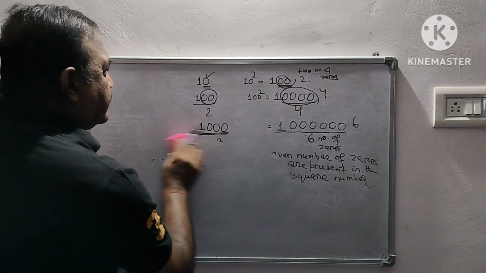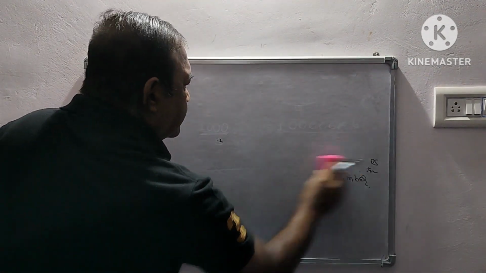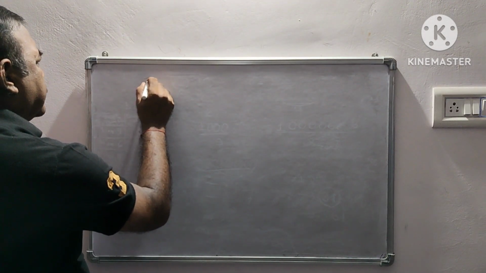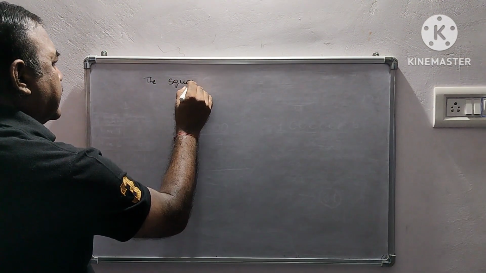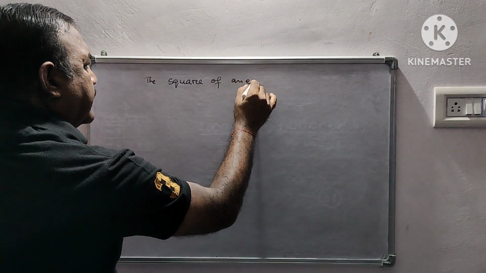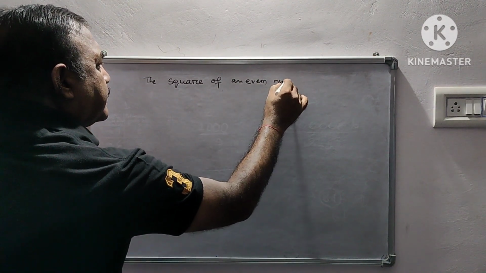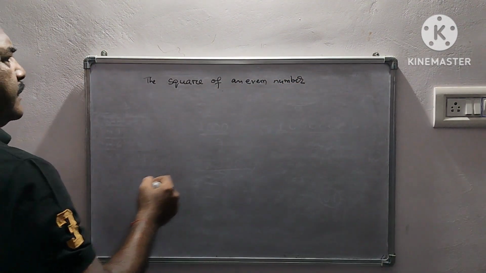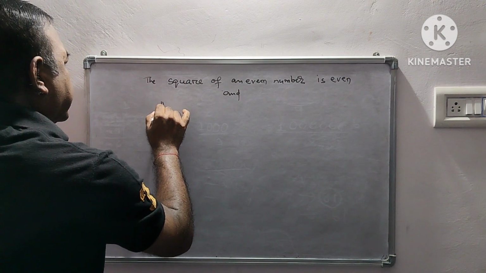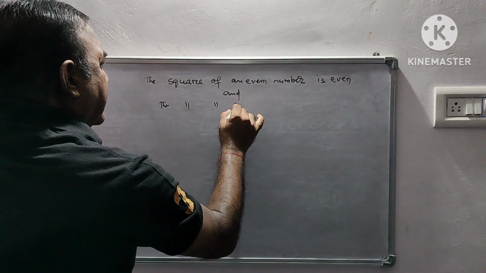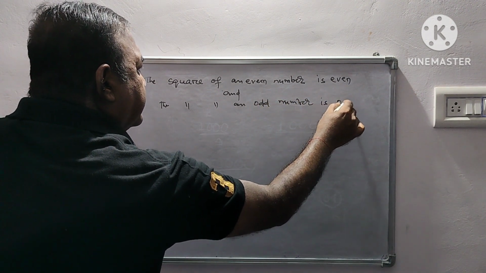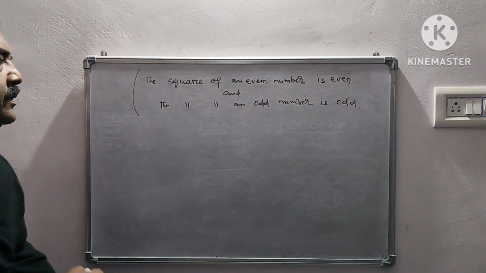And next, the square of an even number is even, and the square of an odd number is odd. This is most important, you have to remember.